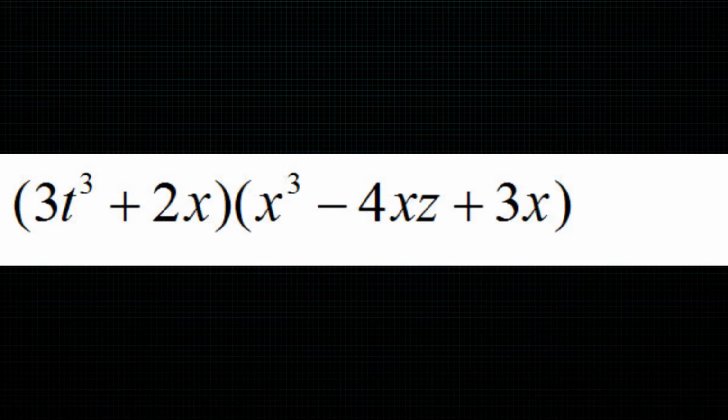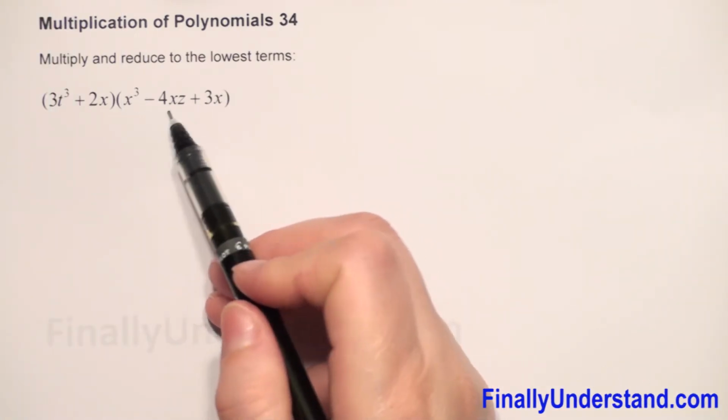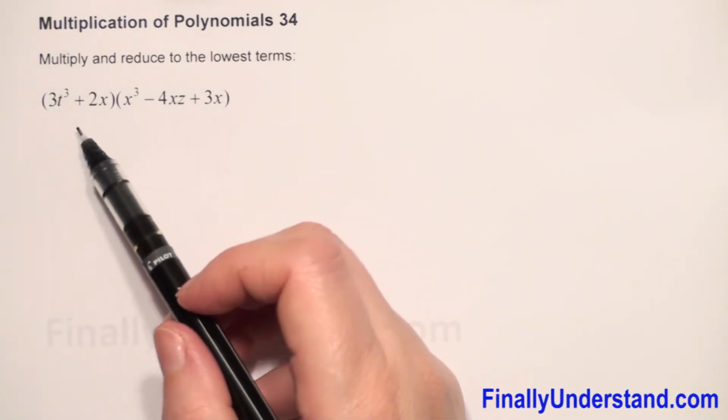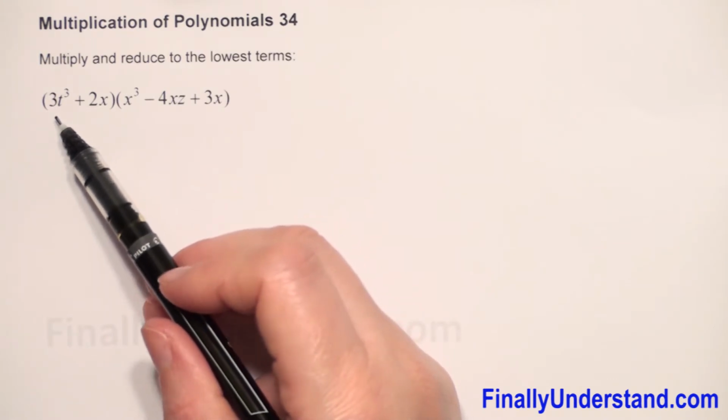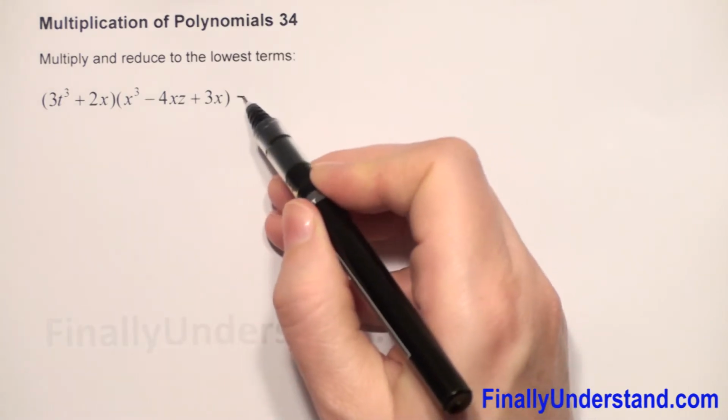We have multiplication of polynomials. In the first parenthesis we have a binomial because we have two terms. In the second we have a trinomial because we have three terms. So we have to multiply every expression in the first parenthesis by every expression in the second parenthesis.